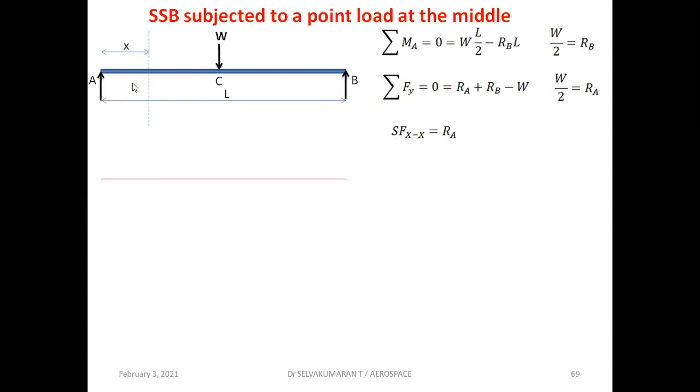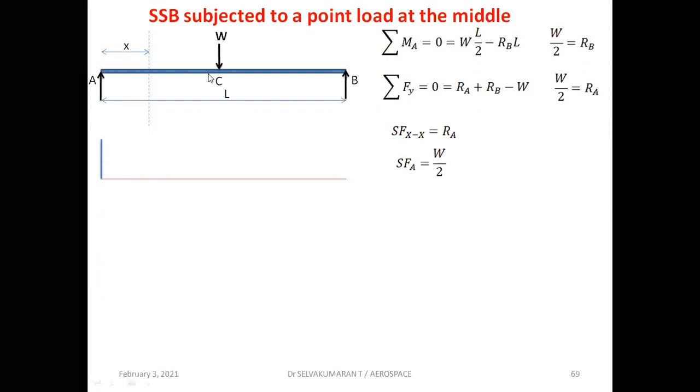On the left hand side you have force RA, which is acting upward, so positive. RA is nothing but W by 2. So the shear force at A is W by 2, which is positive, and will be marked above this reference line, acting upward. So this magnitude is W by 2. It should be shown by a vertical increment because it is acting upward. Downward means it should be shown by a vertical line decrement.